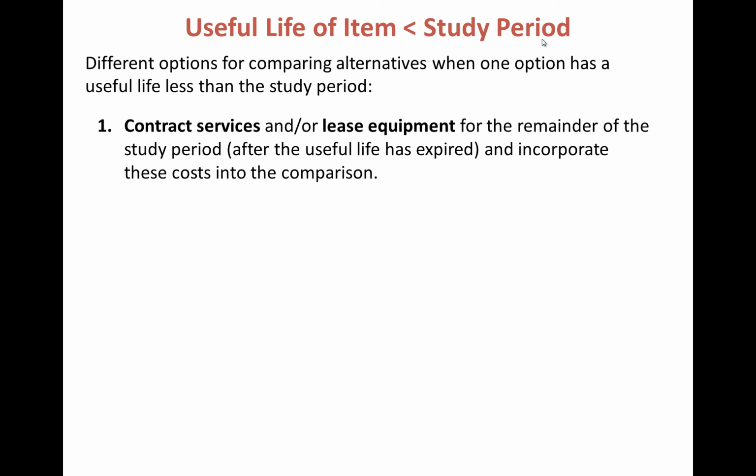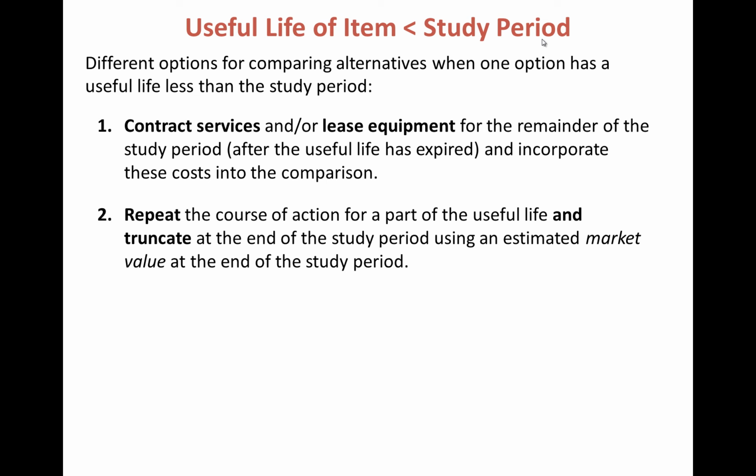One is that if the item is going to wear out before your study period is over, maybe you could just rent the item after the one that you purchased wore out. And so in the case of the paving contract, you've got a 6-year paving contract and a piece of equipment that's only going to last for 3 years when you buy it used. Well, maybe you could lease the equipment for the remaining 3 years.